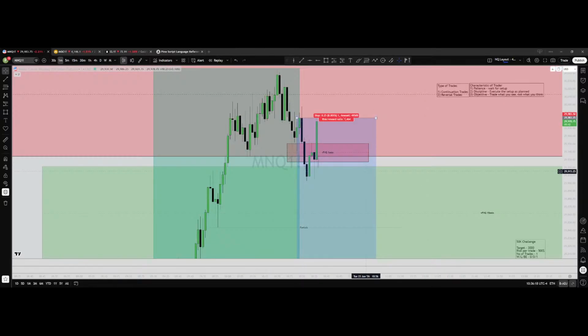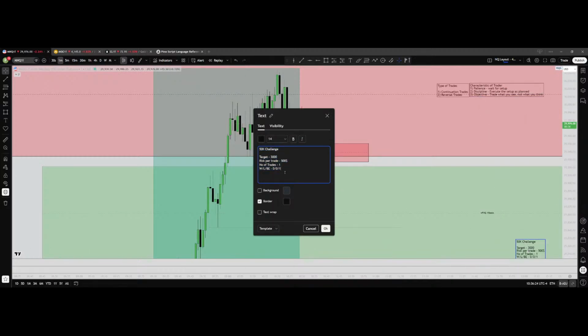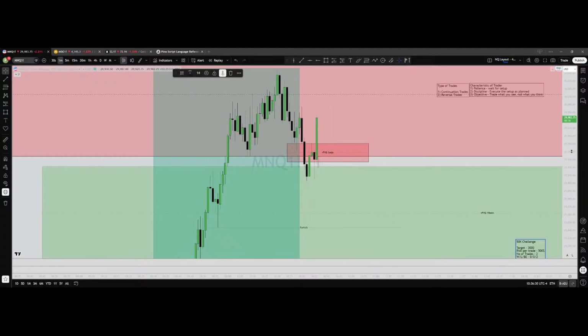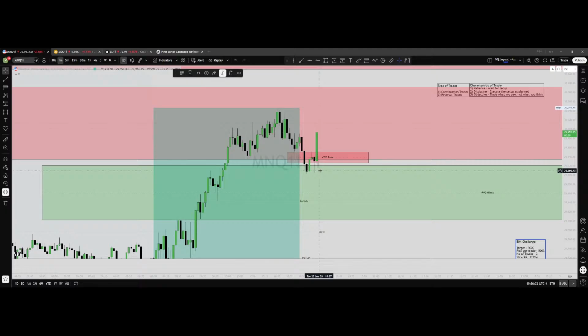Yeah, we got stopped out at break even. Another break even trade. Number of trades to break even, that's it. We were already up about 700 on this trade. We were risking 63 points here. Yeah, we were risking 63 points.